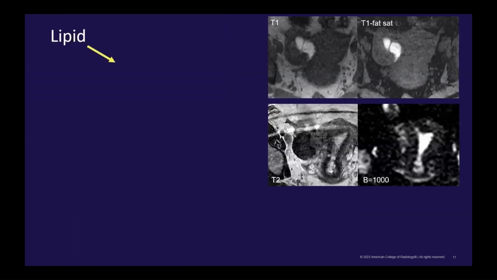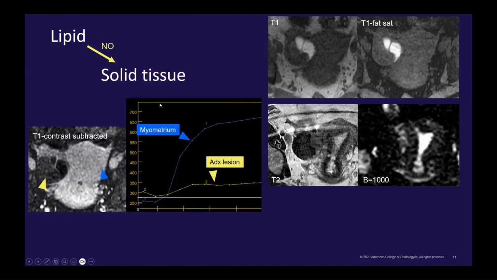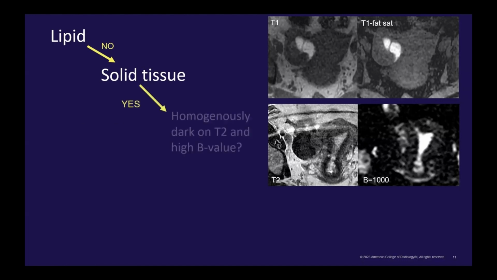Okay, so let's use our algorithm. Is there lipid in the lesion? Well, I do see high signal on T1, but that high signal is still there on the fat sat image. So no, there's no fat in this lesion. Is there solid tissue? We sort of already answered that because we had the curve on the previous page. So yes, there's solid tissue in this lesion. So I'm going to look at the intensity of the solid tissue next.